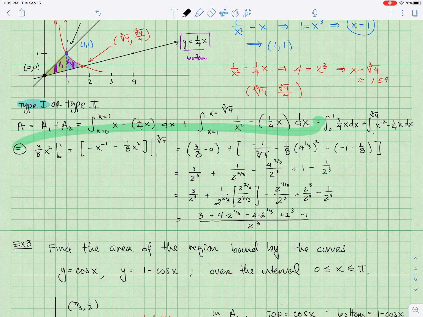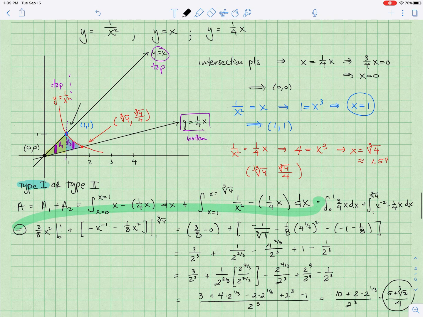Heaven help me if I'm making a mistake here, right? But let's see, where are our whole numbers at? We got a 3, we got an 8, and a negative 1, so that's going to be a 10, plus 4 times 2 to the 1/3 minus 2 times 2 to the 1/3 is a positive 2 times 2 to the 1/3, all over 2 cubed. We can factor out a 2 and cancel, and this will be 5 plus the cube root of 2 over 4. Yikes. I probably made a mistake there, but that looks like what that's going to be for now.